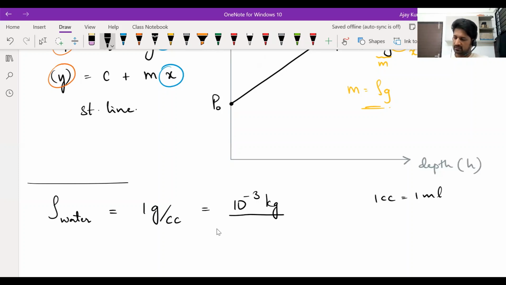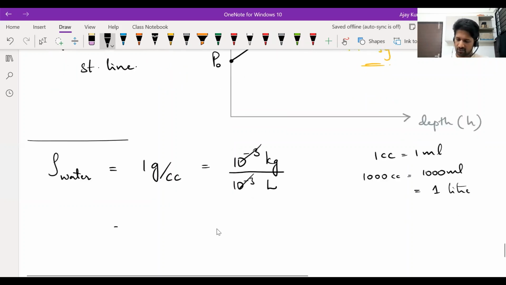Okay. Then 1000 cc becomes 1000 ml. That is basically 1 liter. So 1000 cc is 1 liter, means 1 cc will be 1 by 1000 liters. That means 10 power minus 3 liters. Cancel these. The density of water, pure water, is exactly 1 kg per liter.